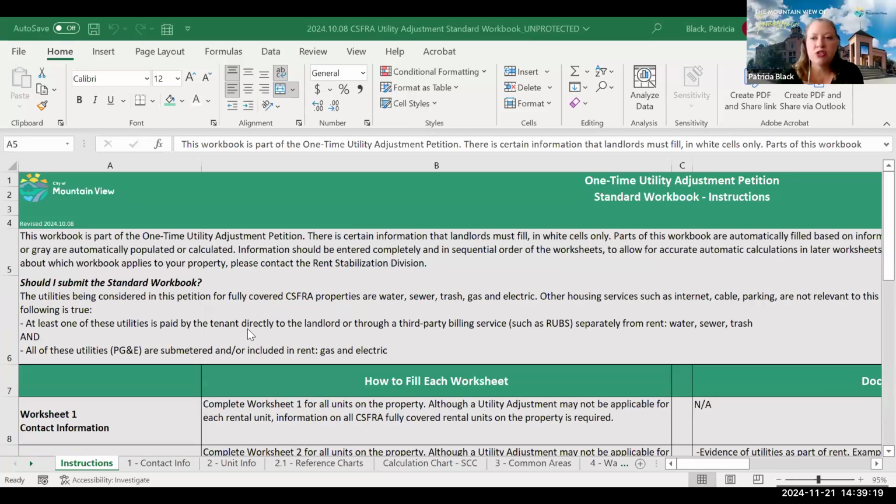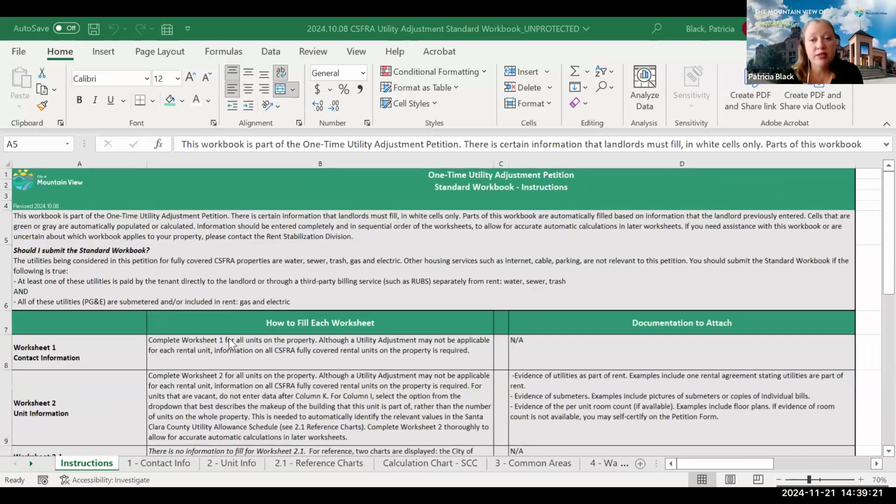Okay, here we go. So it starts with instructions. Please, again, read the instructions. It will be very helpful to you. You need to fill out each worksheet and then provide evidence for what you're claiming in there. And each piece of evidence should be labeled by the line item and worksheet that you're using.